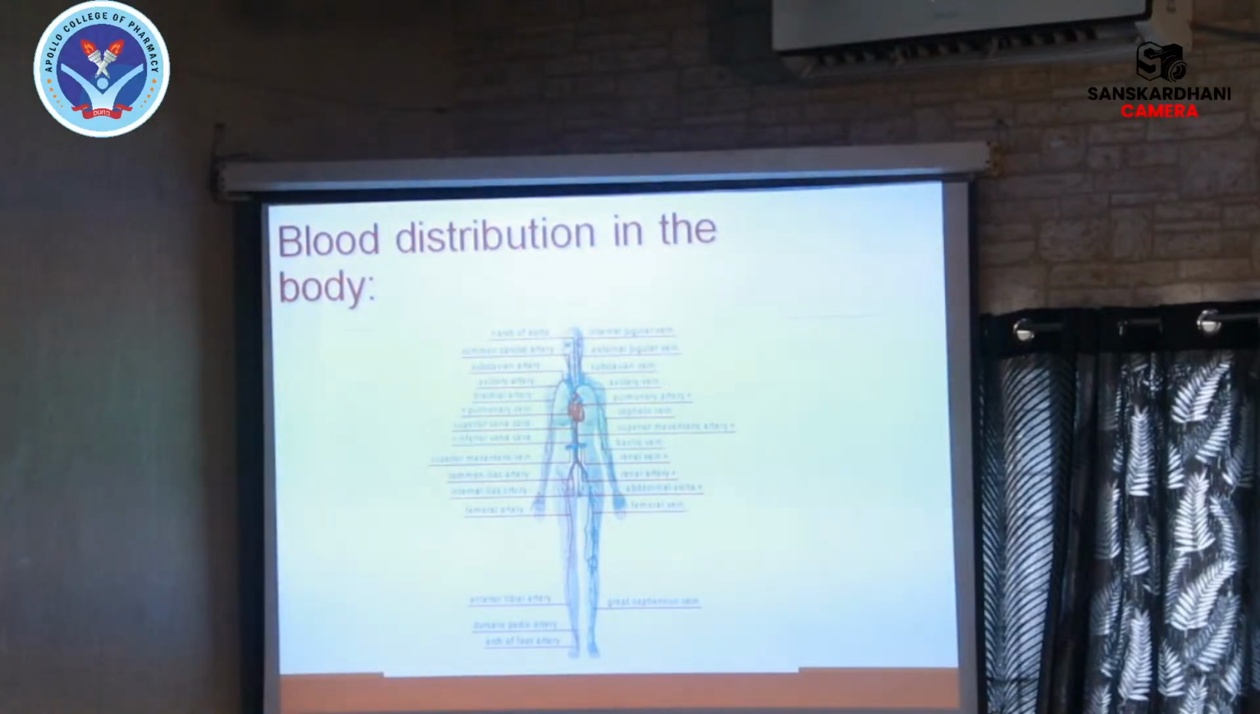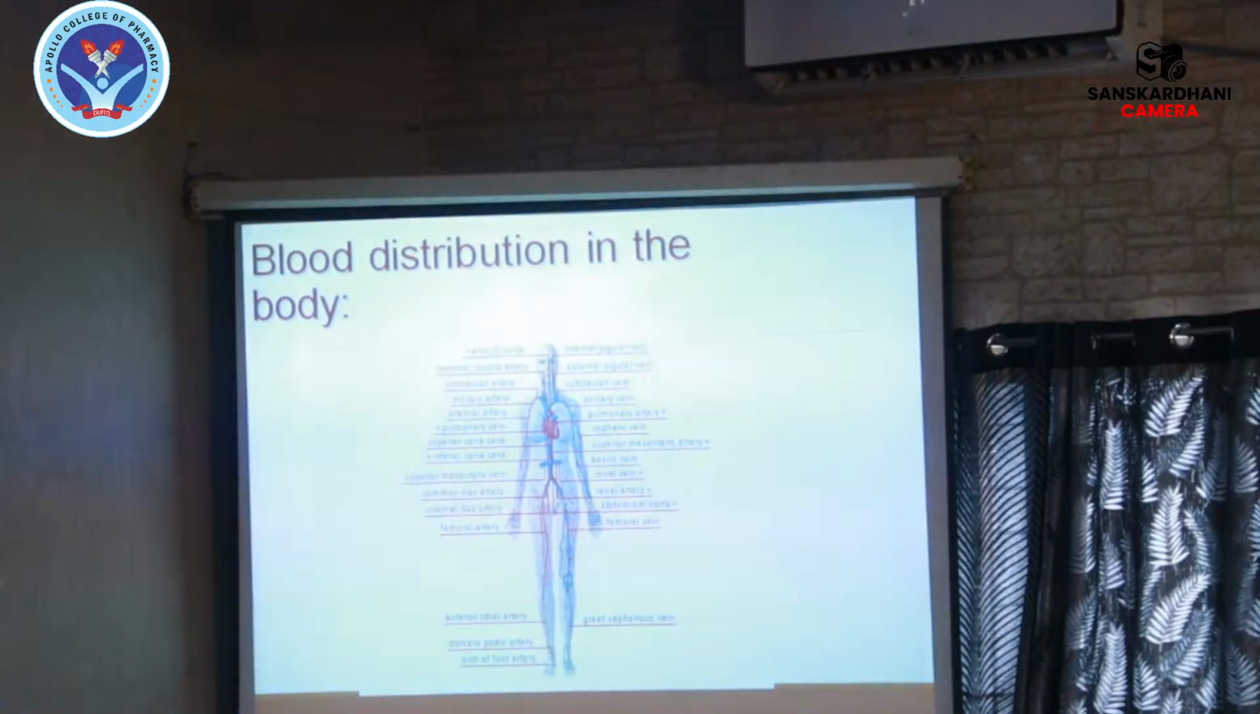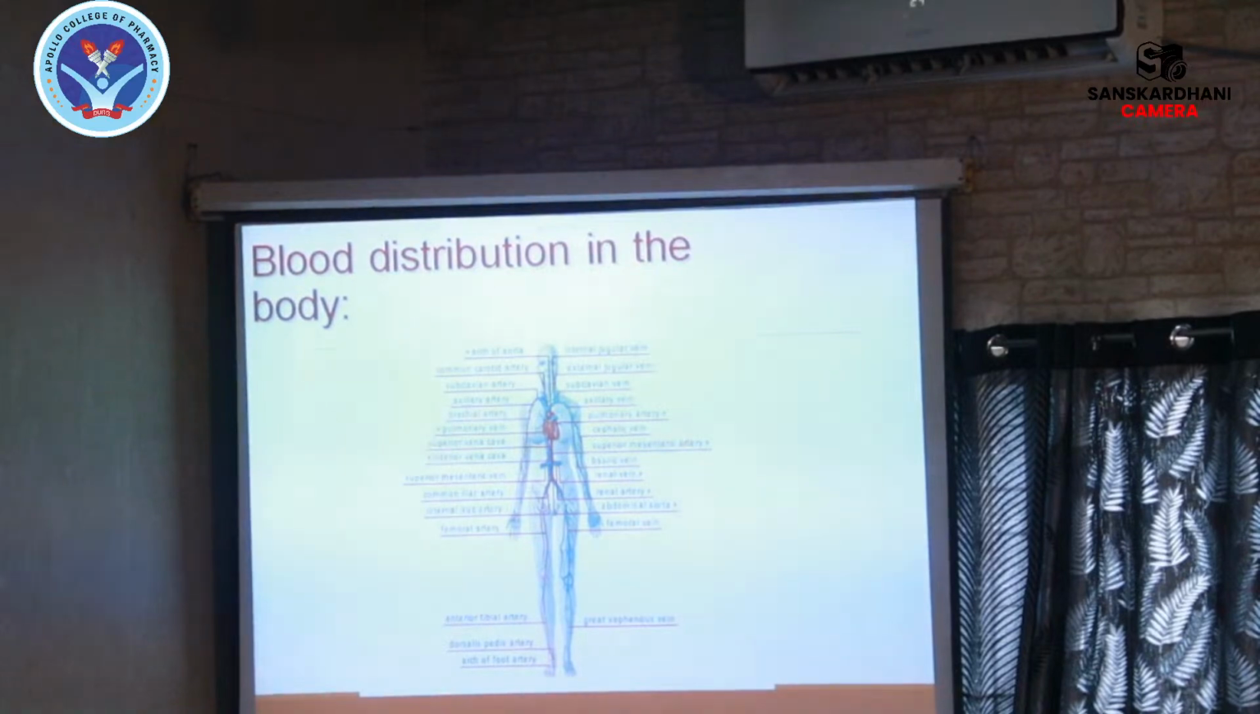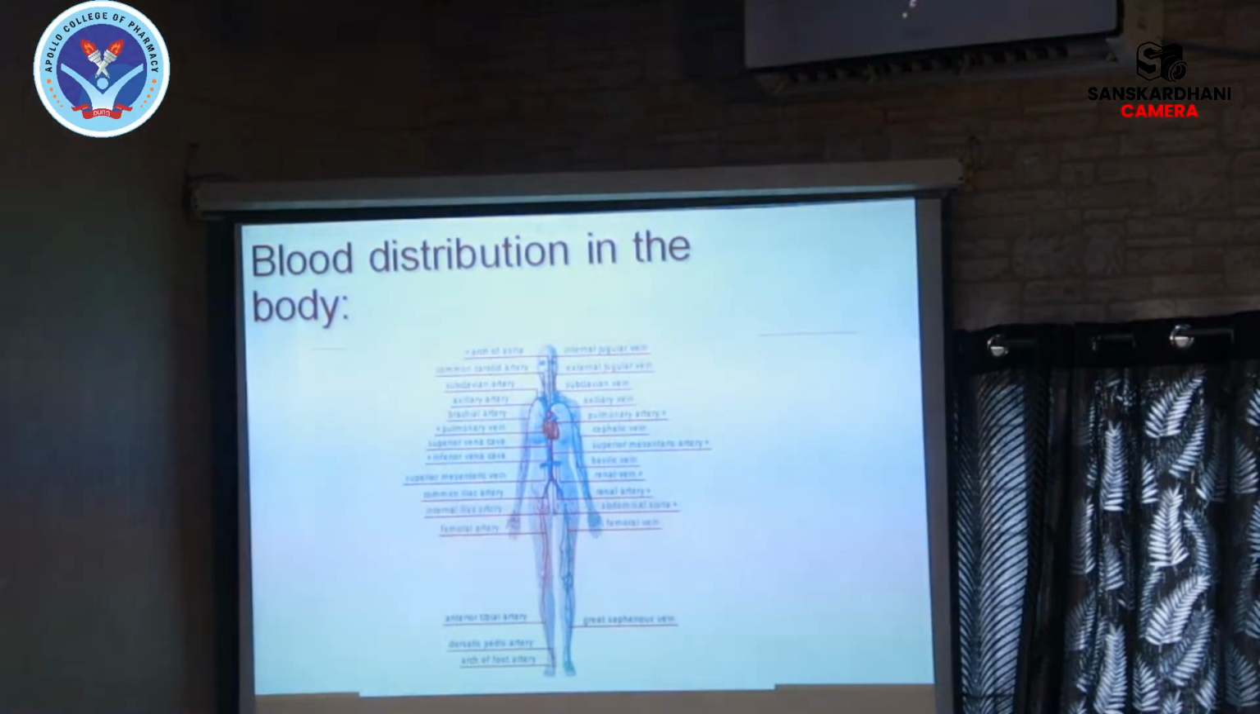When these arteries move ahead, they branch into what we call capillaries. Your tissues have a network of these capillaries. As opposed to arteries, these capillaries are highly permeable. Arteries are nearly impermeable.